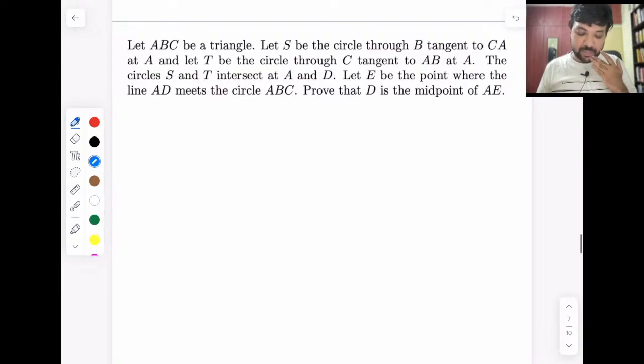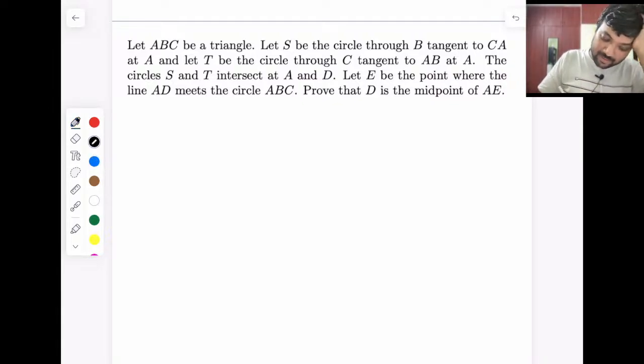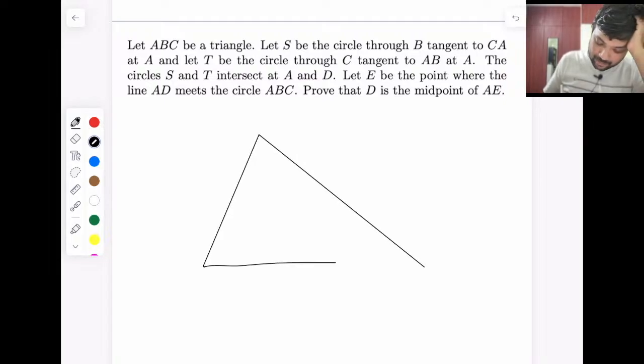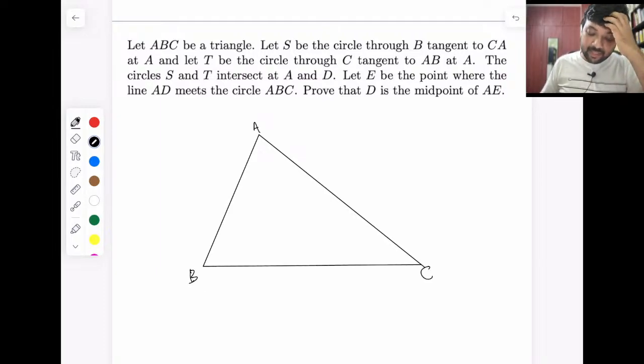All right, so let's try another question now. This also has circles and tangents throughout, so that's why I just copied it. This is another BMO problem. Let ABC be a triangle. Let S be the circle passing through B and tangent to CA at A, meaning it's passing through B and A.